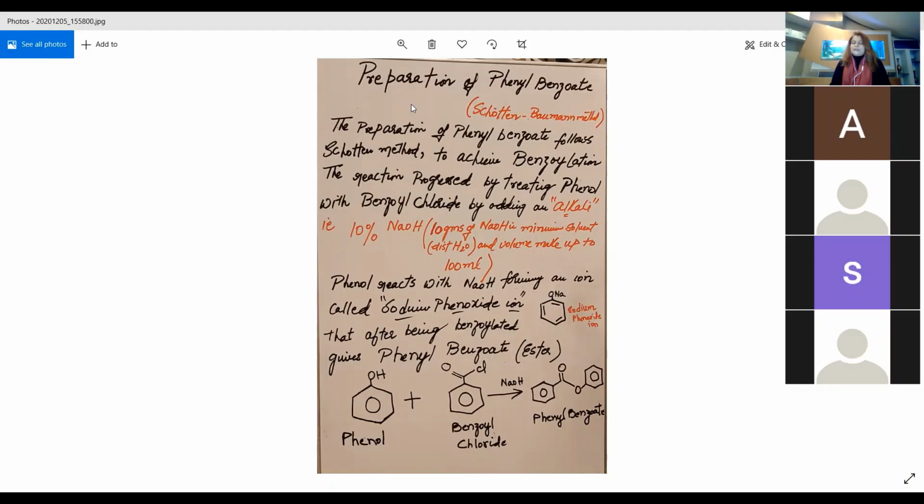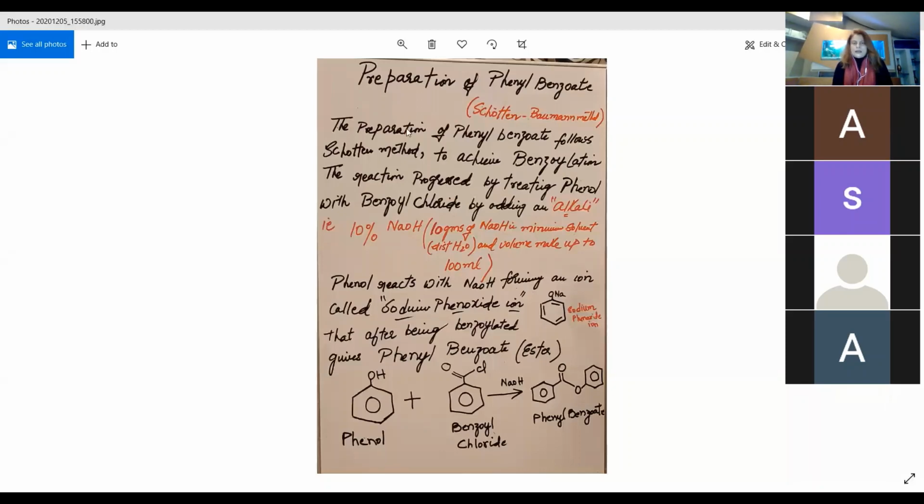We have prepared this. Now here they said that phenol reacts with sodium hydroxide, forming an ion called the sodium phenoxide ion. This is the structure of the sodium phenoxide ion that is formed when phenol reacts with this sodium hydroxide, that is, this alkali. Because it's a method of how you are going to add up. I can explain the experiment if you want. But I have it in the next slide.